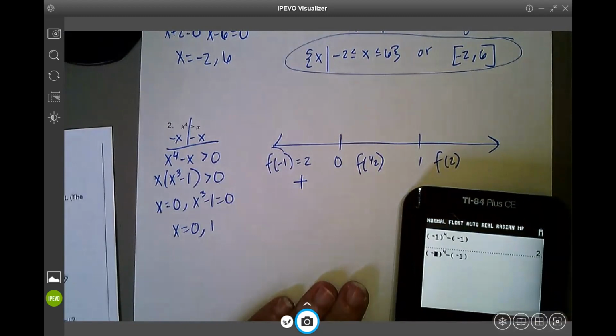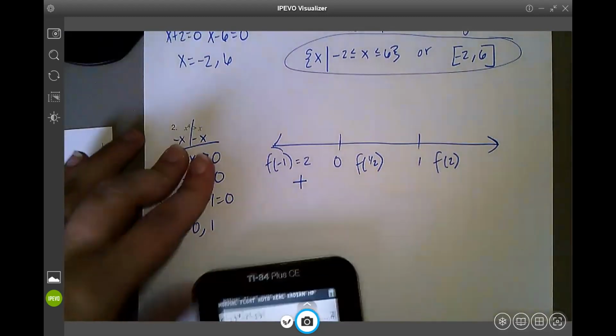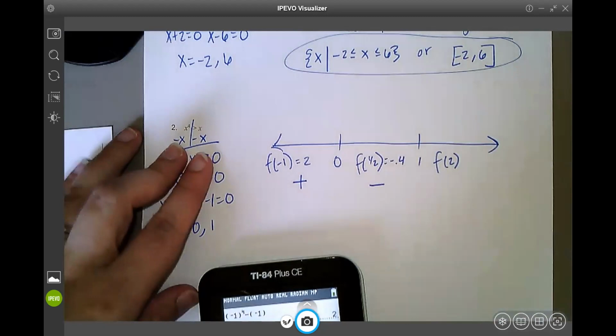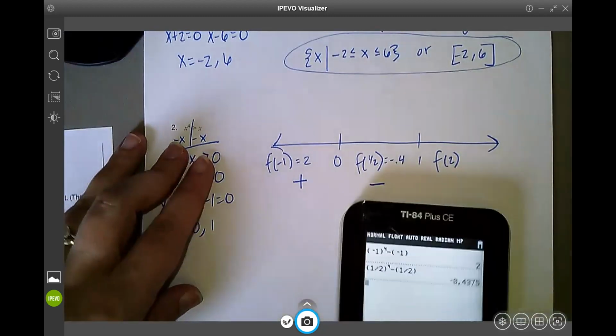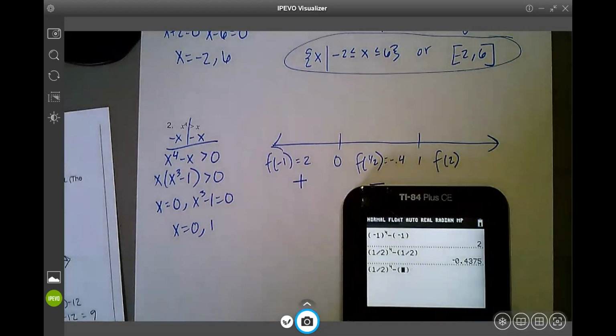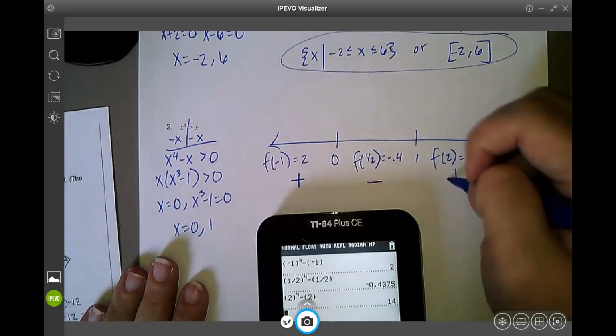If I have 1/2, I get negative 0.4375. So negative 0.4, which is negative. And then if I plug in 2, I get 14, which is positive.